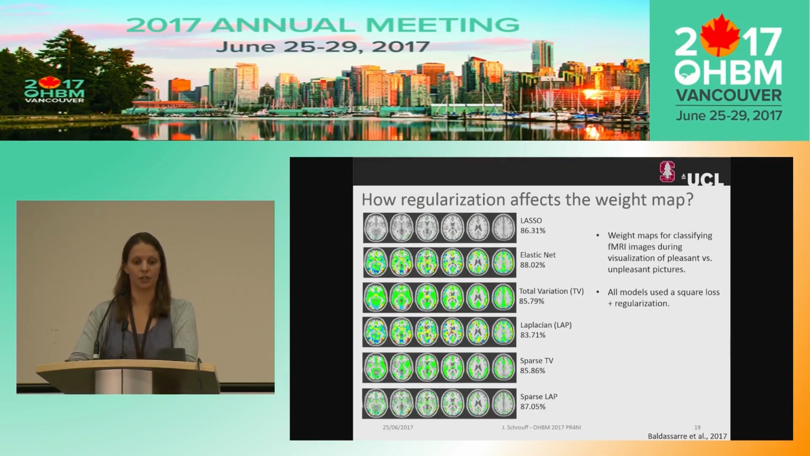Regularization affects the weight map pretty heavily, although it can give very similar accuracies. This figure was taken from Baldassare et al. in 2017, where subjects were reviewing pictures of pleasant and unpleasant images. Just the regularization was changed, and we see that we obtain very different sparsity and very different weight maps for pretty much the same accuracy.